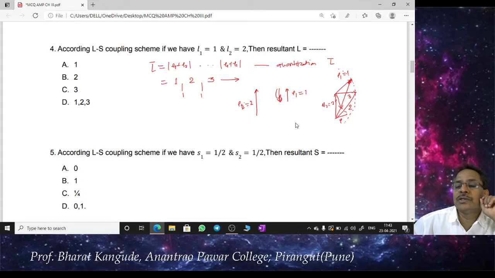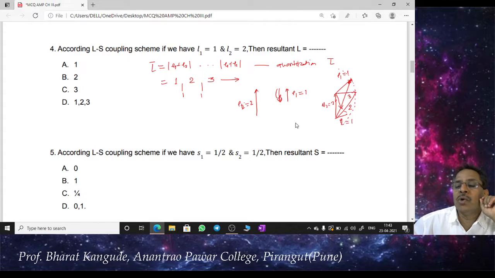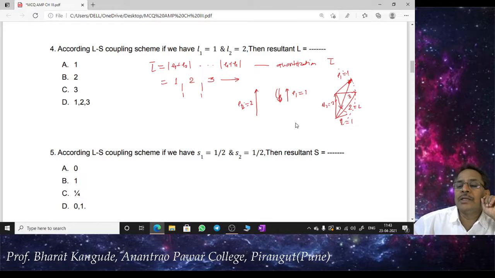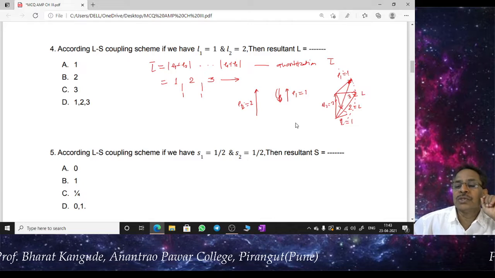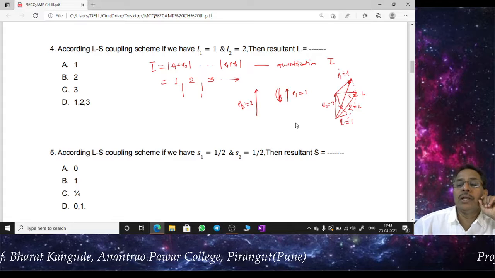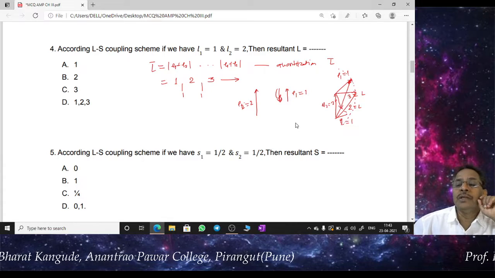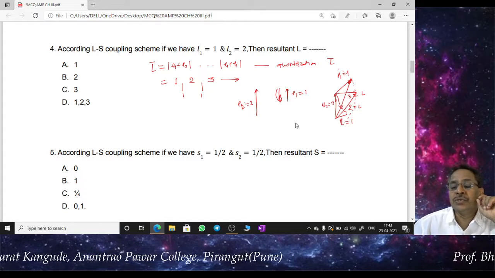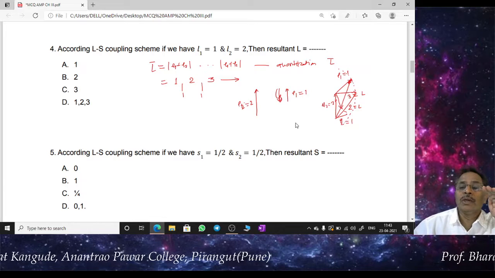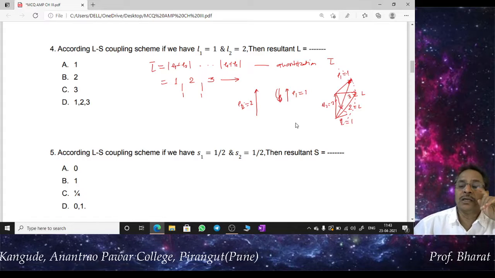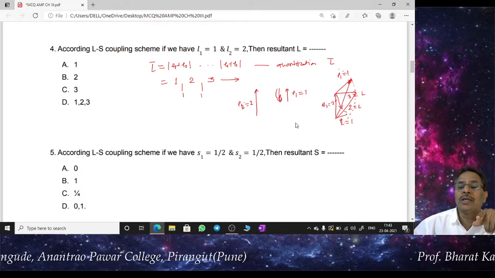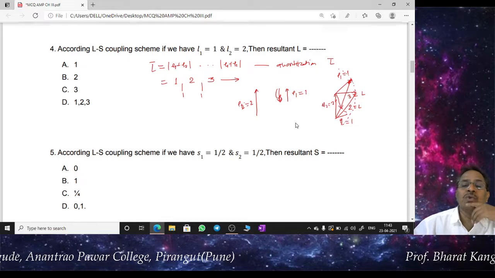So the resultant is capital L equal to 1, this is L equal to 2, and this is L equal to 3. That is how capital L equal to 1, L equal to 2, L equal to 3, this type of vector addition gives you. So the orientation of L1 with respect to L2 is such that the resultant is obtained to be either 1 or 2 or 3 as shown by this diagram.